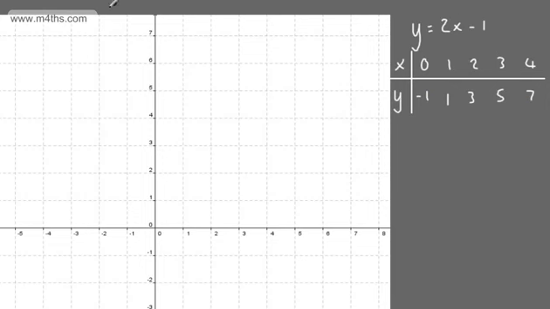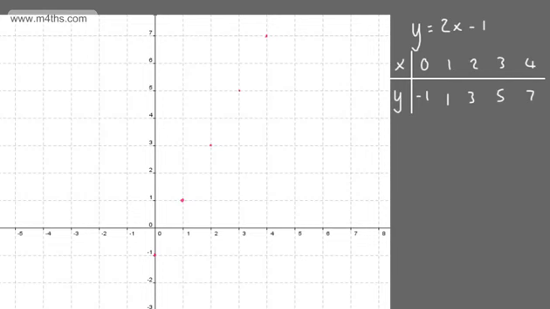So all we need to do now is plot these points. So we'll find x is 0, y is equal to minus 1. Well, there's x is 0, y is equal to minus 1. Then we've got x is 1, y is 1. So that's just here, 1, 1. Then we've got x is 2, y is equal to 3, which is just here. Then we've got x is equal to 3, y is equal to 5. And then we've got x is equal to 4, y is equal to 7.